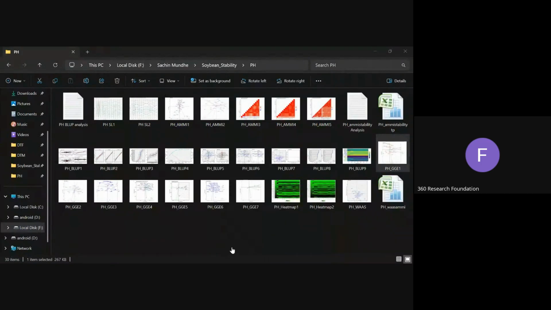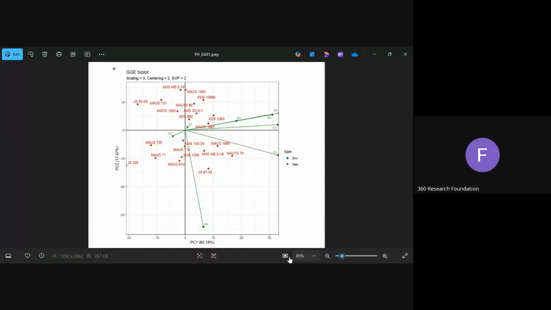So, this graph is visible. Oh, I think. Yes, sir. Yeah, now it is visible.